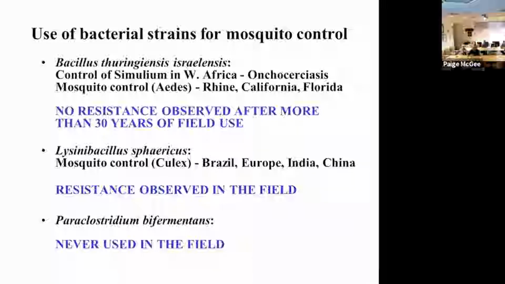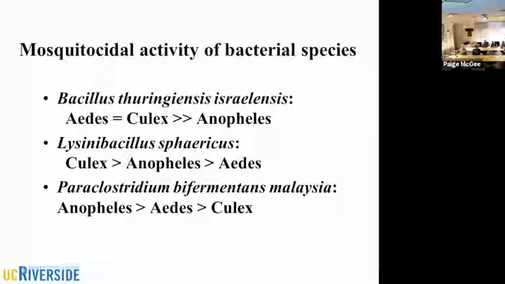The next species is Lysinibacillus sphaericus, and this has been used primarily for Culex control. Resistance has been quite rapid in Brazil, Europe, and India and China, for example. Resistance is primarily due to a single gene target, that is, an alpha-glucosidase.